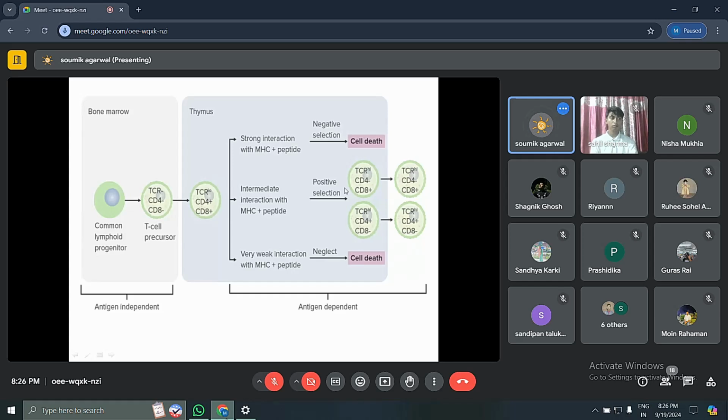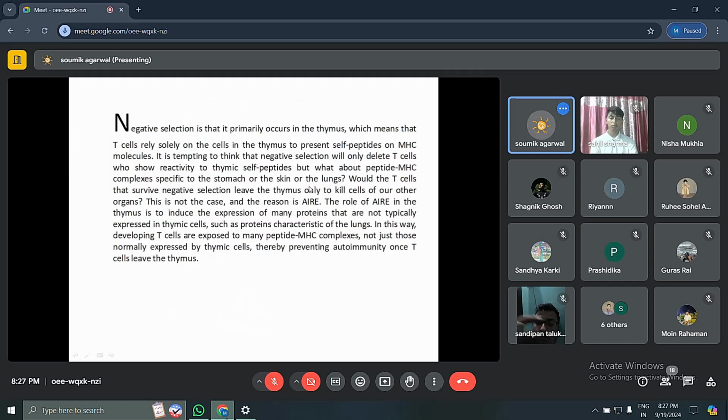It is possible that after being selected, it can adversely affect lung cells or stomach cells or cells from other organs, because it has been tested with only one cell, that of the thymus. But it doesn't happen. There is a possibility, but that doesn't happen. Why? Because of this AIRE. Okay, what is this?